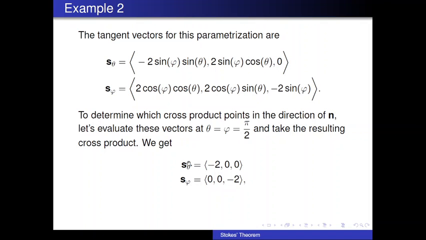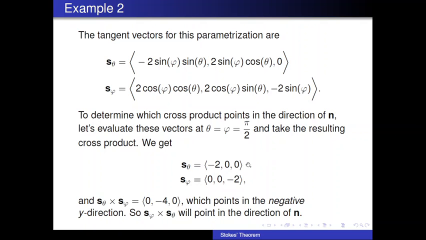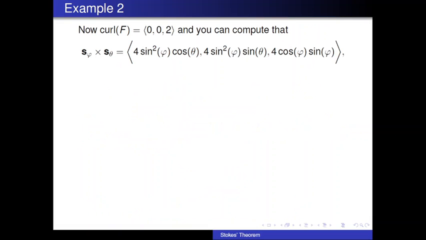And what we get is that s sub theta is minus 2 in the first component and 0 in the other two components. And s sub phi is 0 in the first two components and minus 2 in the last one. So their cross product here will be minus 4 in the y component and 0 in the others, which points in the negative y direction. And we wanted our vector to point in the positive y direction, so we'll take the cross product in the opposite order. And that will be the normal vector field that we will use across our surface S when we are forming our surface integral.